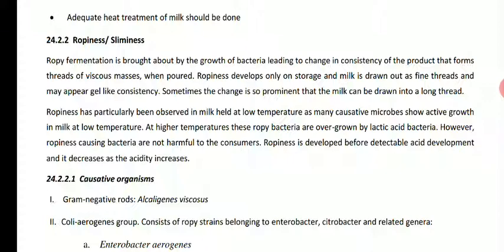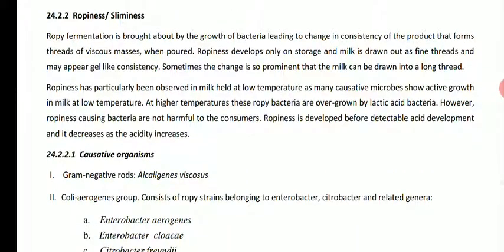So ropiness is again an abnormal fermentation type, and ropiness develops only on storage of milk and it is drawn out as fine threads and may appear as a gel-like consistency. So sometimes the change is so prominent that milk can be drawn into long threads. Okay. So ropiness has particularly been observed in milk held at low temperature, as many causative microbes show active growth in milk at low temperature.